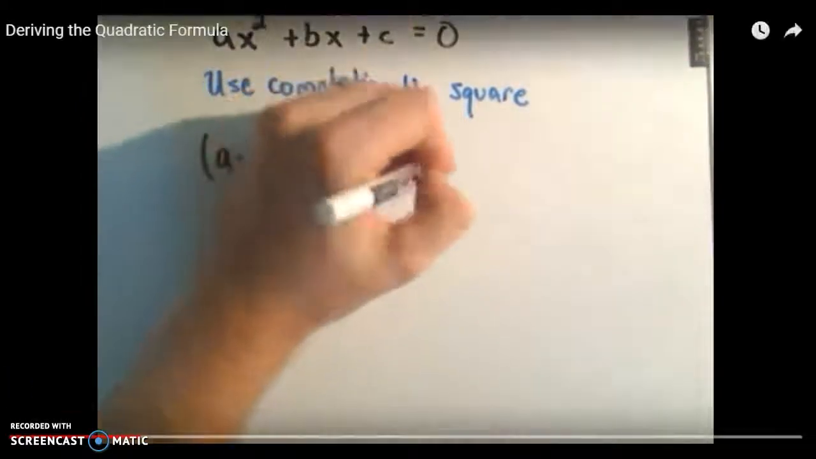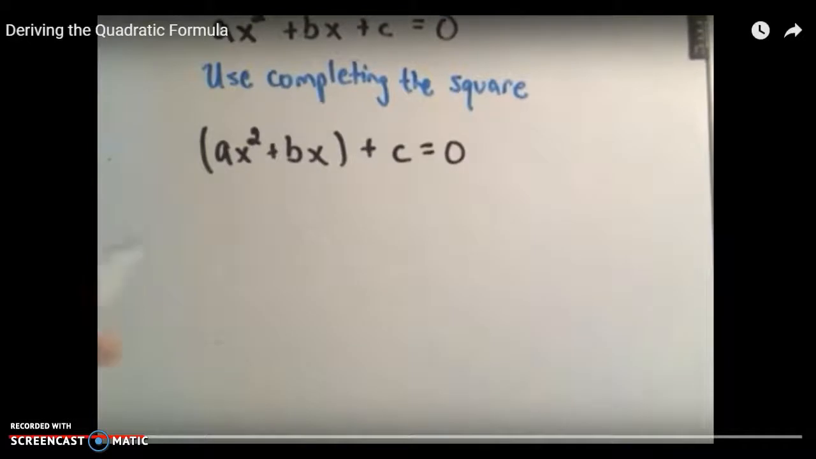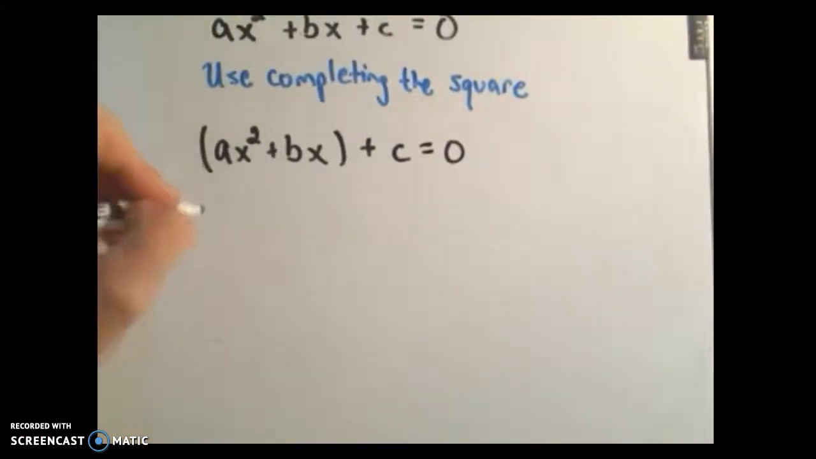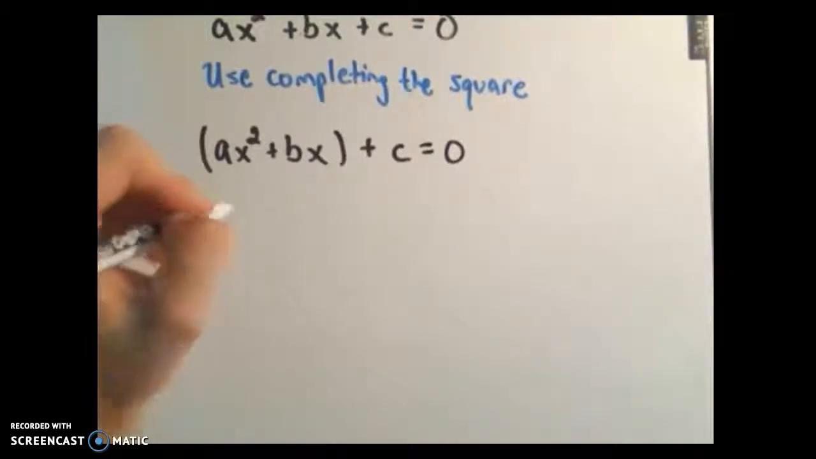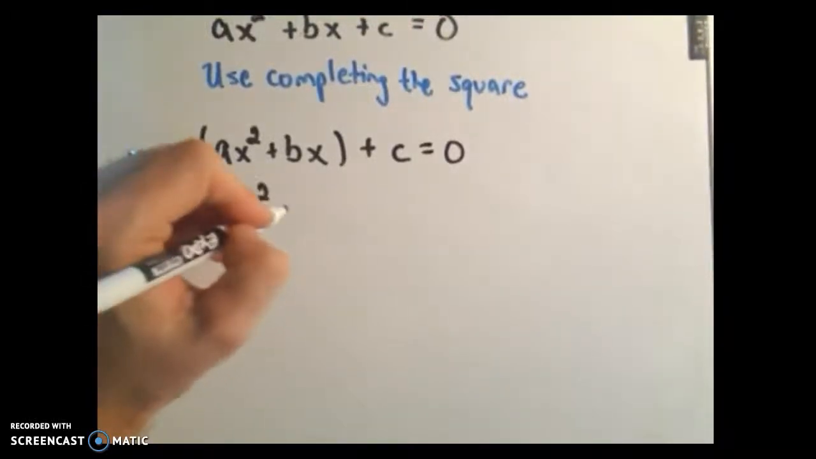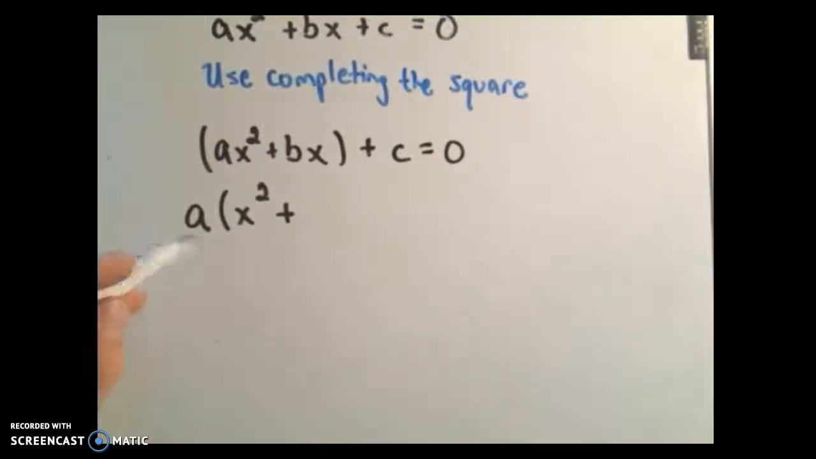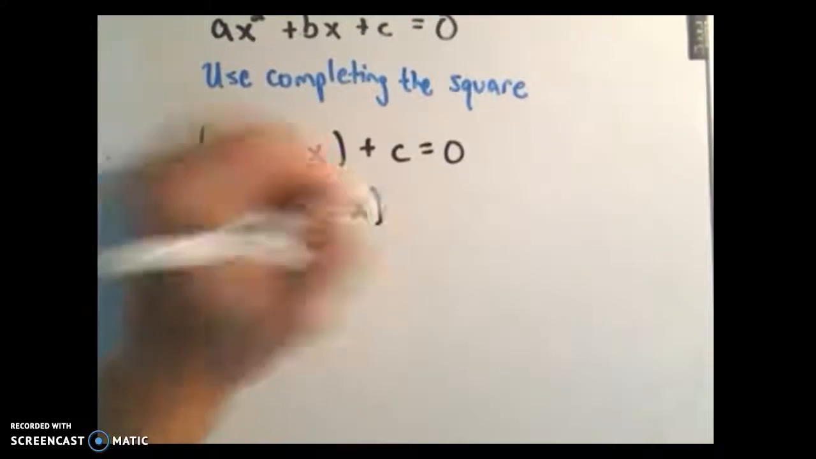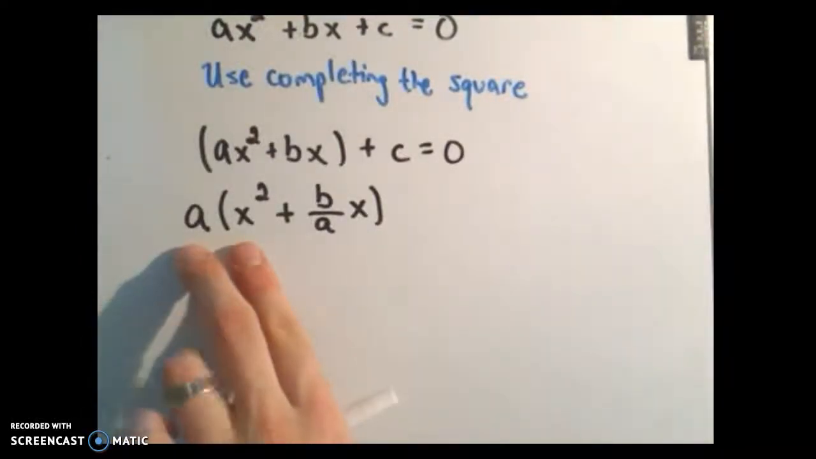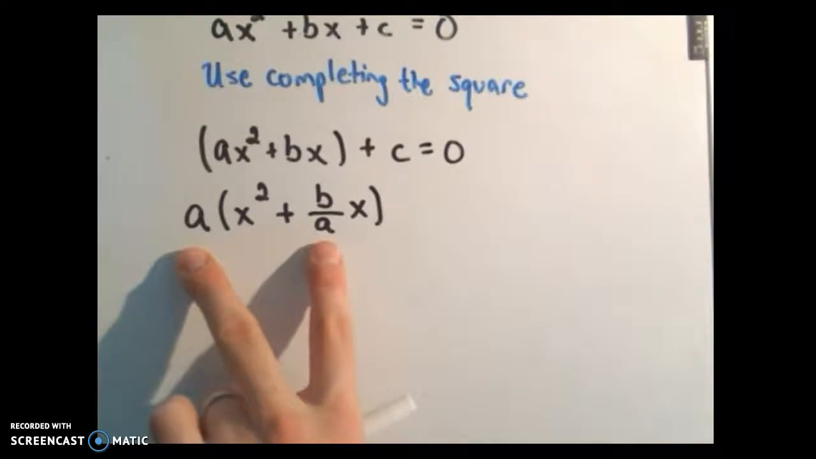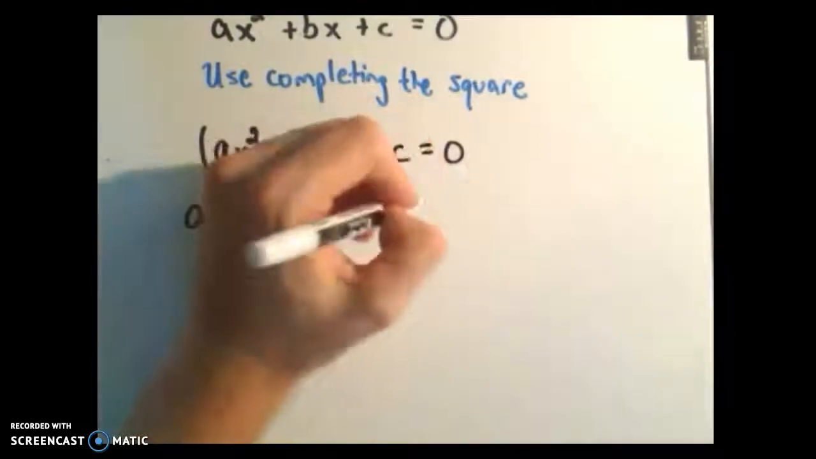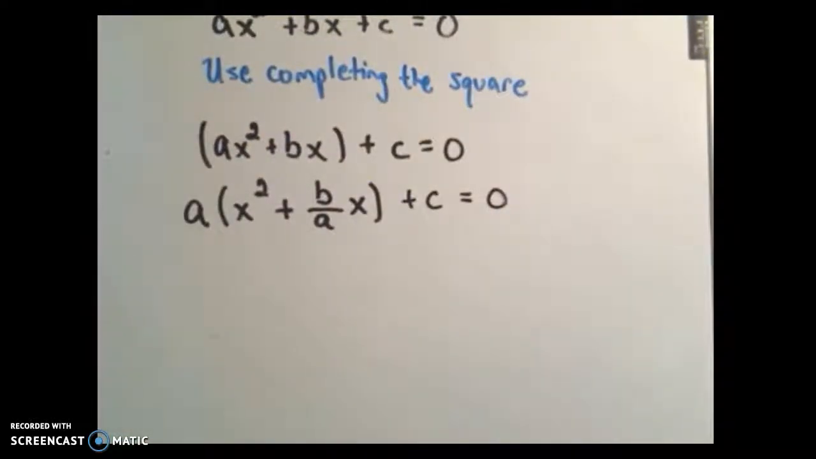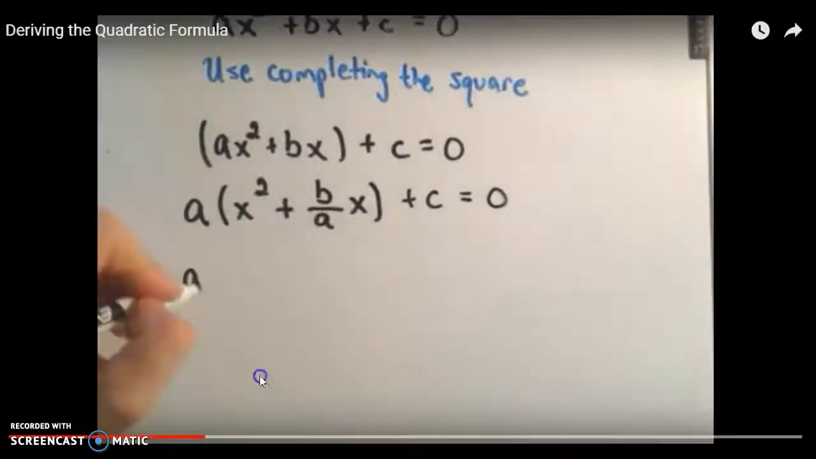Plus c equals 0. And what you do is you factor the coefficient on x squared out. So I'm going to pull an a out, and I'll be left with x squared plus, to make the algebra work out, b divided by a times x. Because if I distribute, I'll get ax squared, the a's will cancel out, and I'll be left with bx. Plus c, he's just chilling out. We're not doing anything with it. We didn't factor anything out.